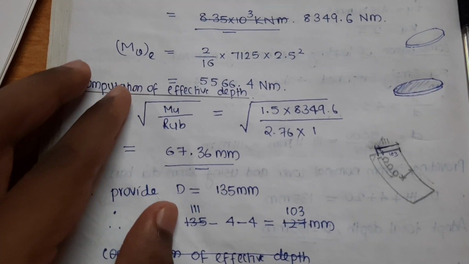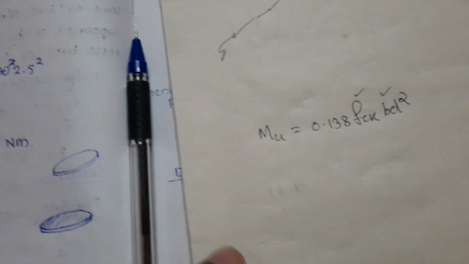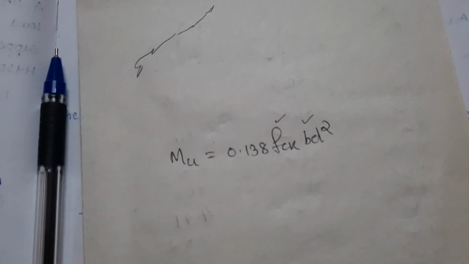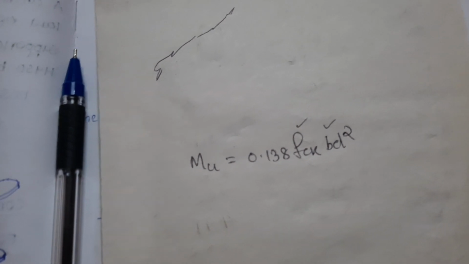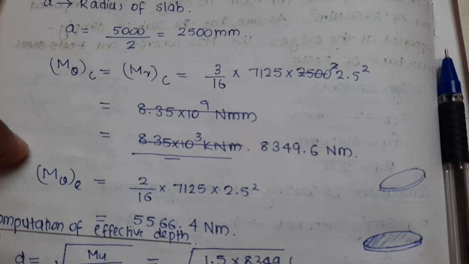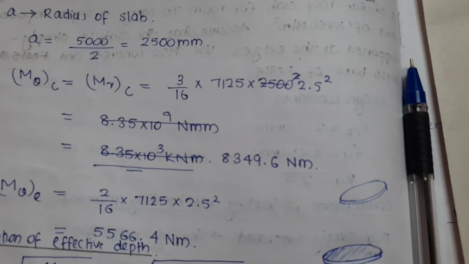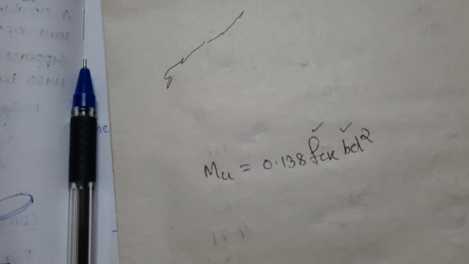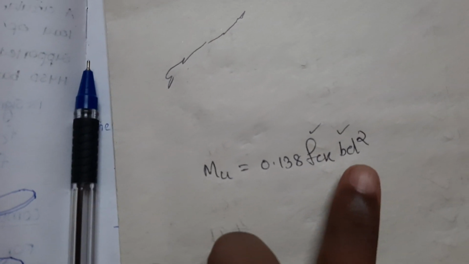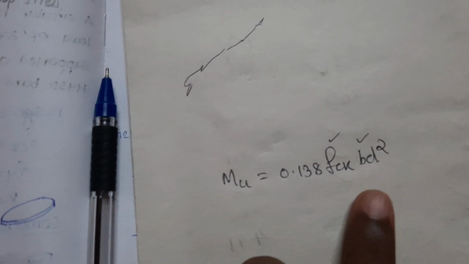Next we have to calculate the effective depth small d. In order to calculate that, we know the equation Mu is equal to 0.138 fck b d square. We can take the value of moment as the largest among these values, 8349.6. After taking that value, we know b is taken as unity. fck is given in the question itself. So we will get the depth value.